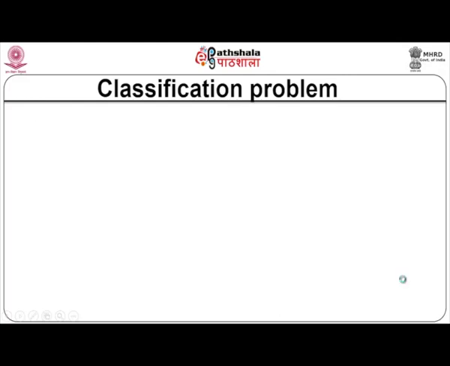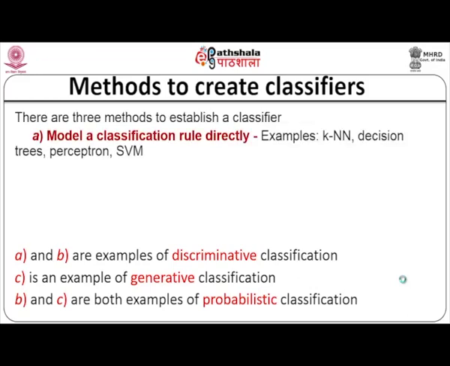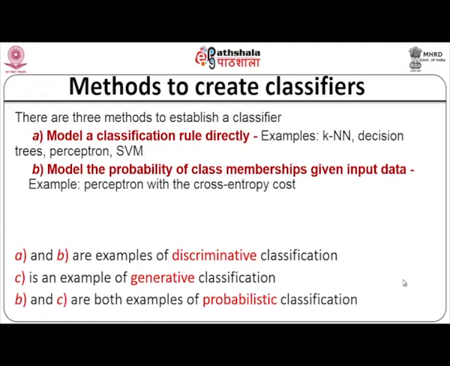Now there are many methods in which you can create classifiers. There are 3 methods to establish a classifier. The first method is to model a classification rule directly. These examples are not probabilistic: KNN, decision trees, perceptron, SVM. These are examples of modeling the classification rule directly.